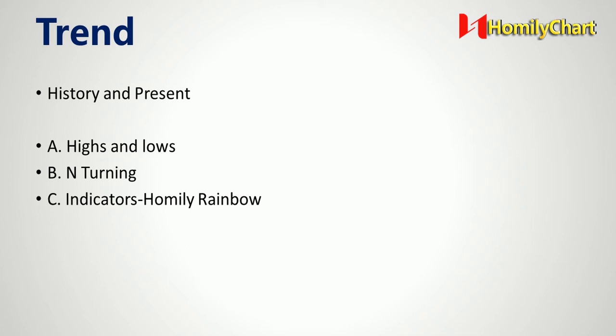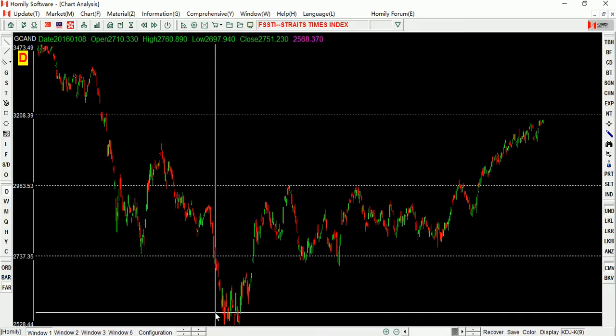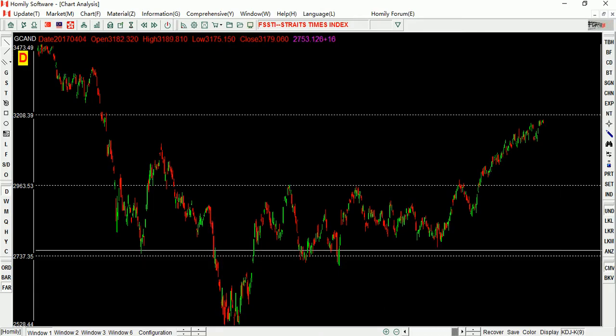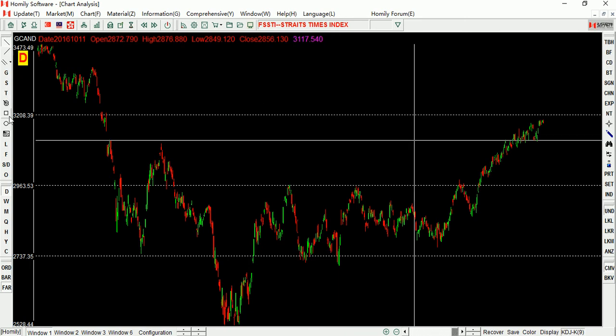The next one, indicators like Homily Rainbow. If you want to judge the trend, you can use these indicators to judge whether the trend is good or not. So firstly, let's see the trend first. Higher high and higher low.